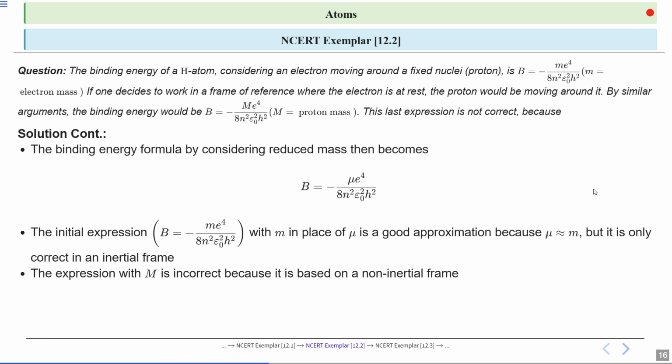This approach assumes the electron is fixed and the proton moves. But that is a non-inertial frame. The laws of physics, especially for energy calculations, only work correctly in inertial frames. So using capital M here is not valid.